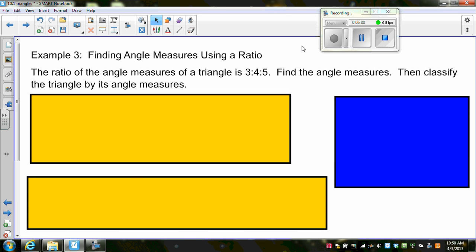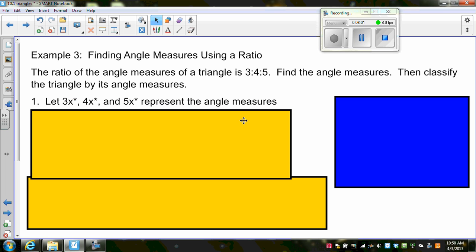And the last example is, what if you're just given the ratio of the angle measures? How can we use that to find the actual angle measures? So if I told you the ratio of the angle measures of a triangle is 3, 4, and 5. That means one angle is 3, the other is 4, the other is 5, times something. Those are the measures of the angles. So in order to do this, there are 2 steps. The first is, let's let x be the number of degrees. So one angle is 3 times x, another is 4 times x, and another is 5x.